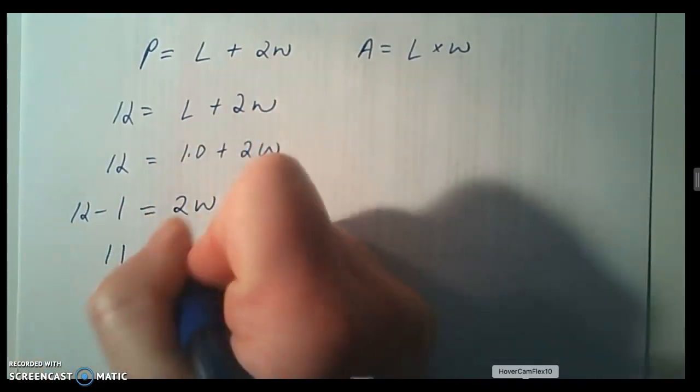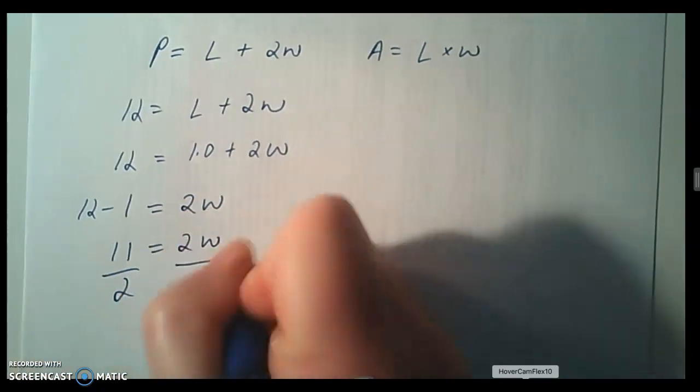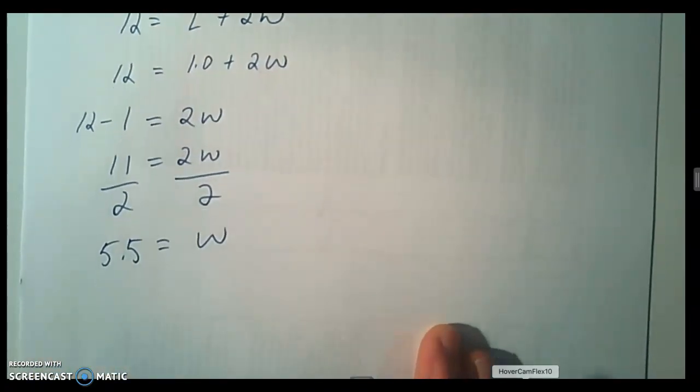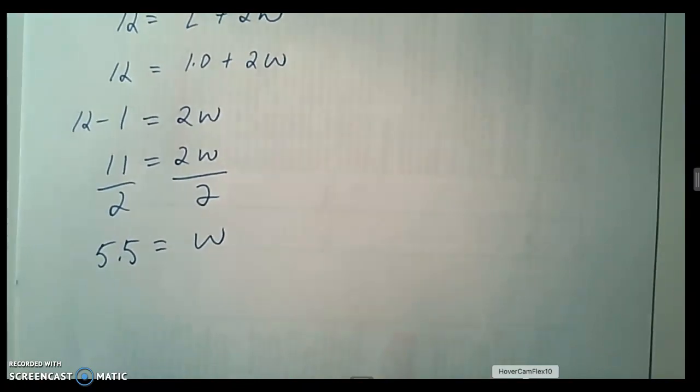so that's 11 equals 2W, divide both sides by 2, and I end up with 5.5 equals W, which means that I have to cut some pieces of fence in half. Should be okay. There's nothing in the rules that says I can't do that.